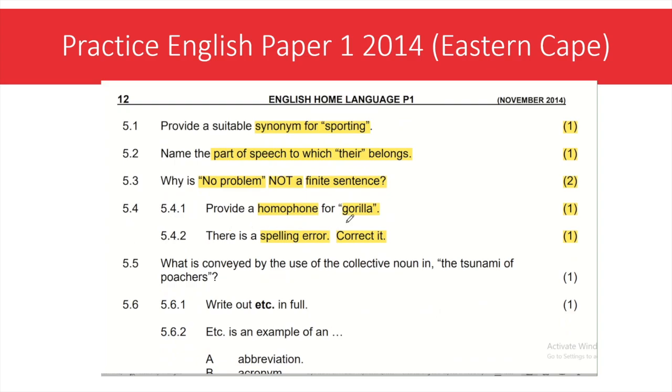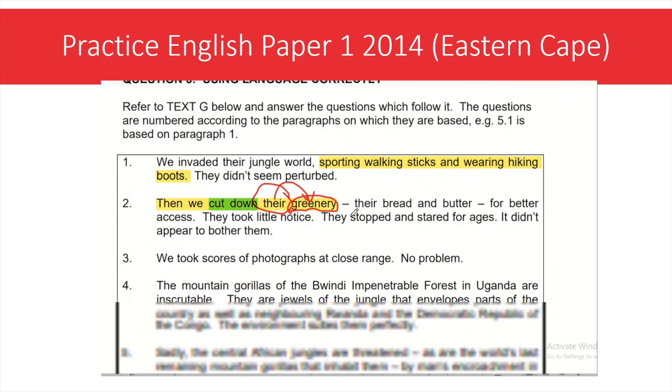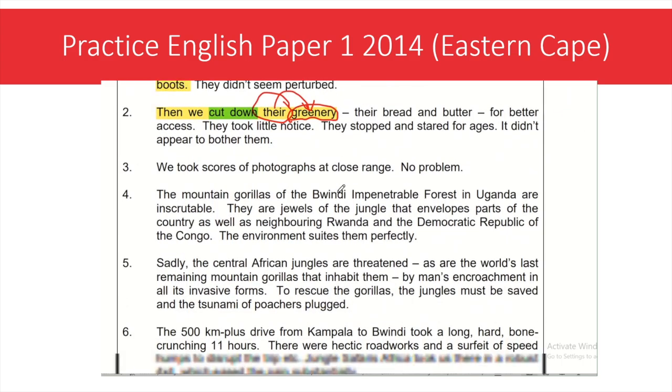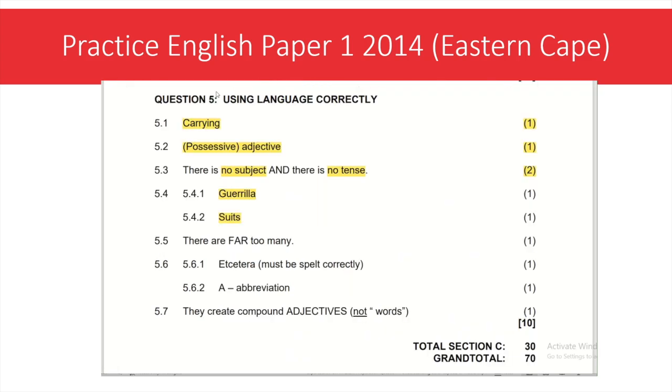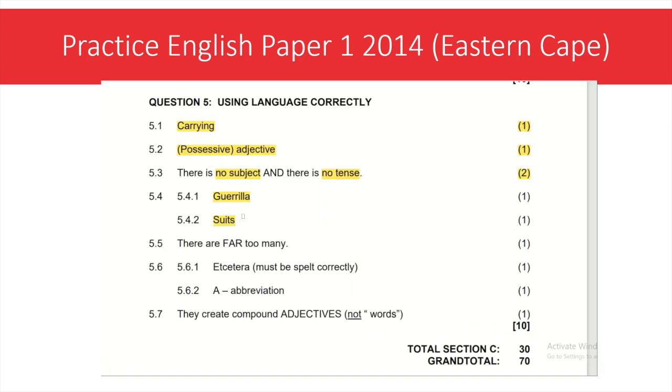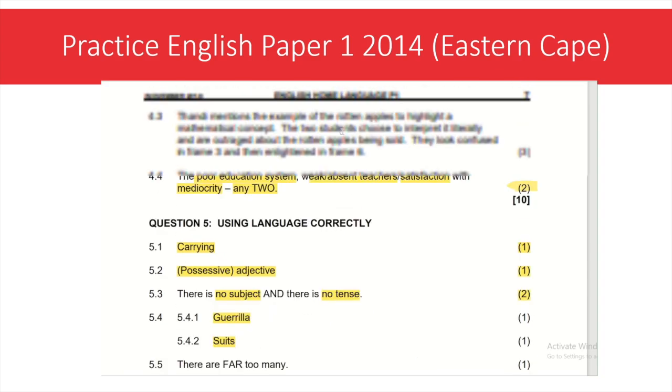5.4.2. There is a spelling error, correct it. So we're going to go to paragraph 4. Okay, so I can see the spelling error immediately. How do you see the spelling error, grade 11s? The way that you do this is only to improve your vocab. Read, and read some more. So over here I can see that "suits" is spelled very interestingly. And let's have a look at the correct way that it should be spelled. It is "suits" without the E.